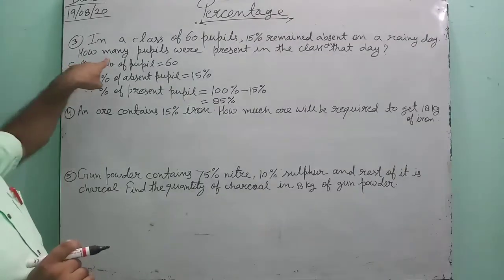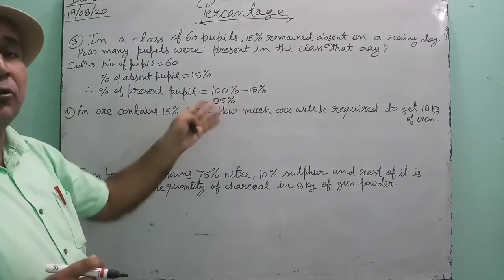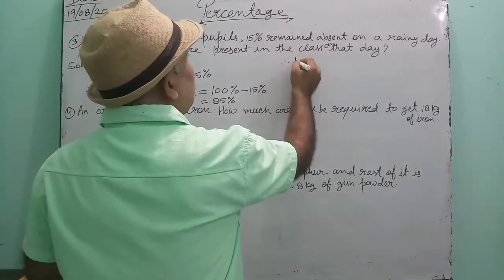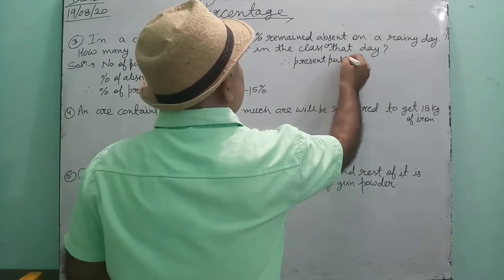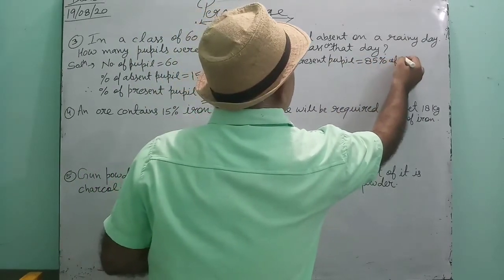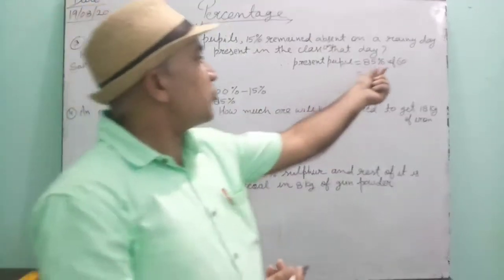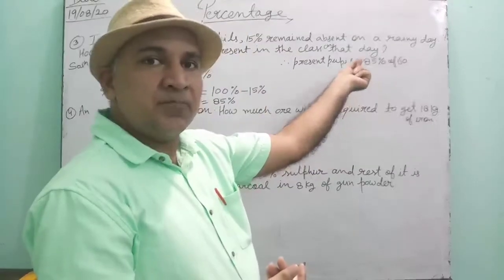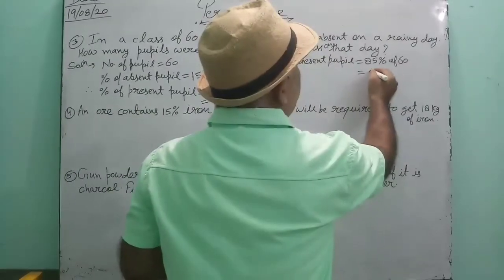But the question is asking how many people. That means you do not have to find the percent, you have to find the number. So how will you find that? Therefore, present pupils is equal to 85% of 60. Because total students are 60 and out of 60, 85% are present. So now solve and get your answer.